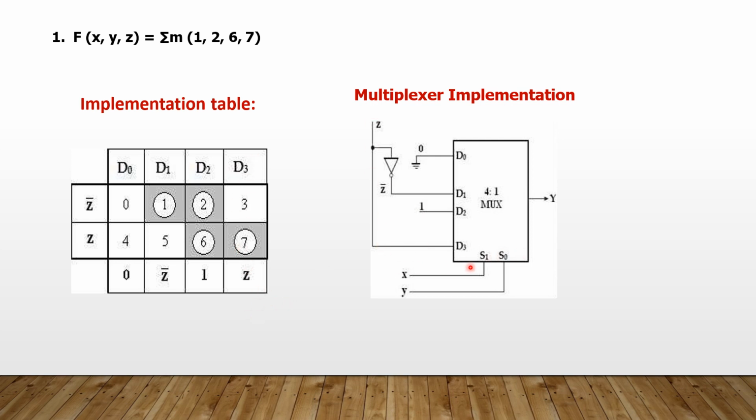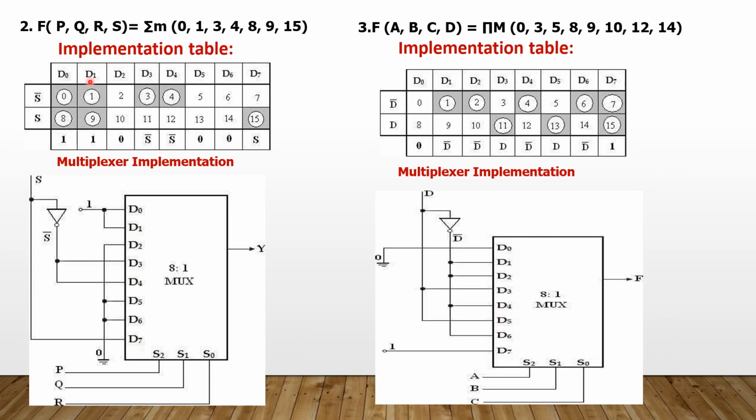So likewise you can just connect it. And finally only one output. So likewise any Boolean expression can be implemented using a multiplexer circuit. So these are all the other examples.